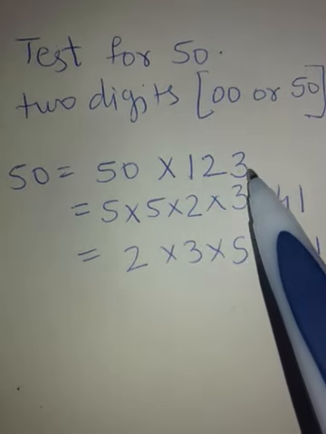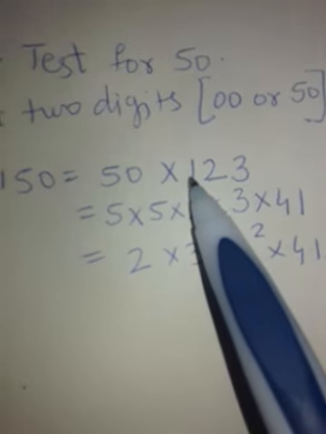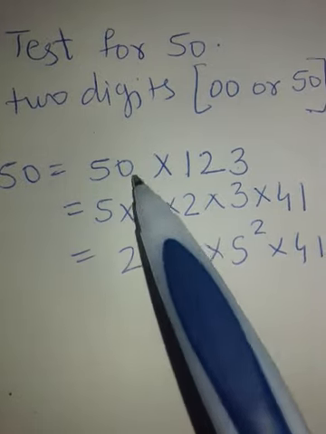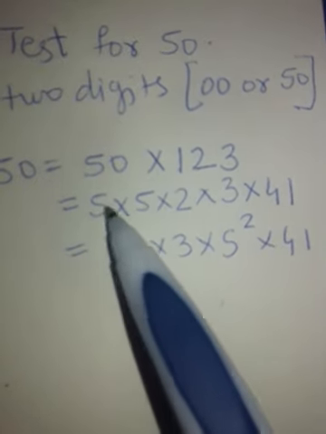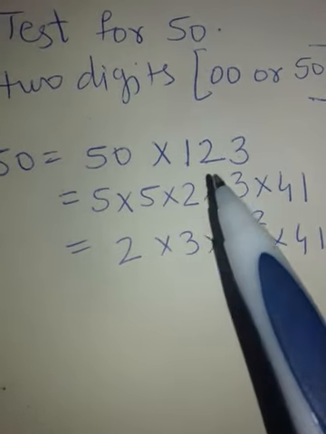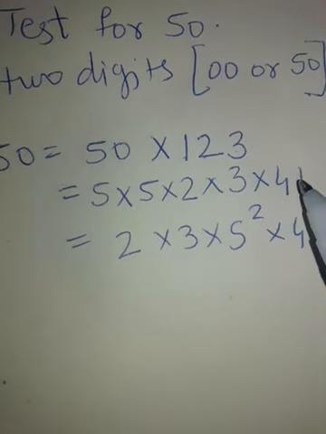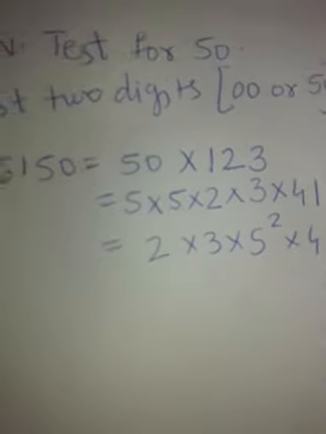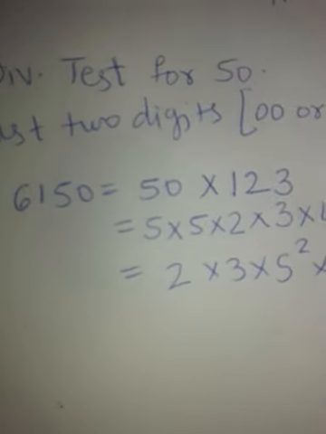Now this number 1 plus 2 plus 3 is 6, divisible by 3. So 50 I have factorized into prime numbers. 5 into 5 into 2, 123 as 3 into 41. So now all numbers are prime and your list is ready.